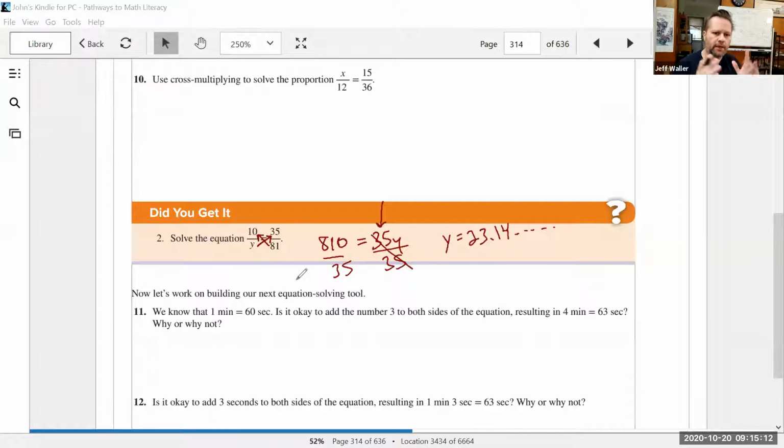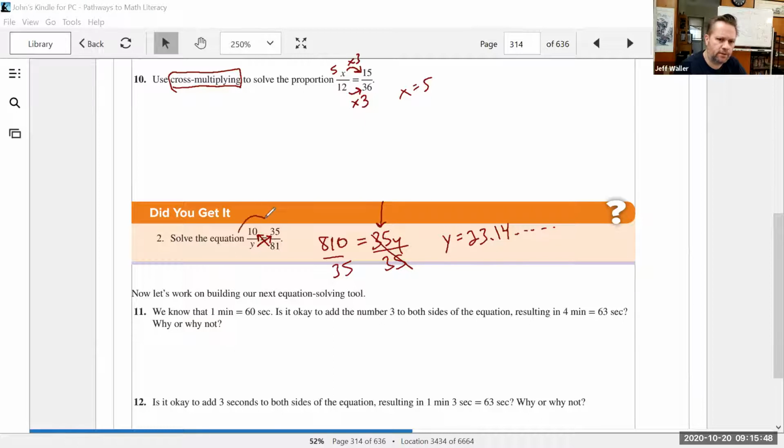So that's cross multiplication. Now, to point something out, look at number 10 again. The only reason we did cross multiplication was because they told us to. What other way could I use to solve this? 12 times what is 36? 3. So what do I multiply by 3 to make 15? 5. So remember the answer was 5? That's another, better way to get that answer very quickly.